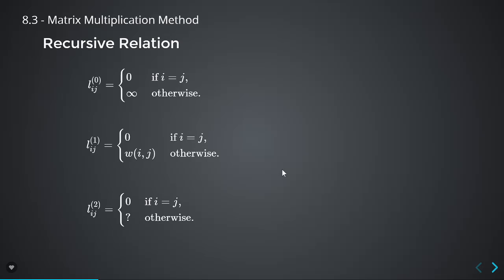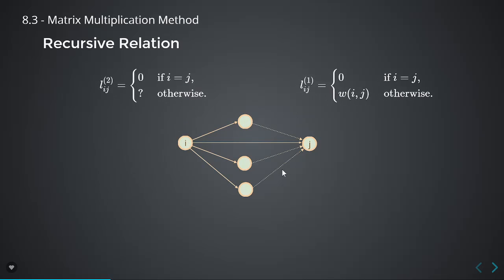Now, this probably requires a bit more thinking, so I'm going to draw it here. Let's say you're going from i to j, and you're allowed to use at most 2 edges. You can use just one, but you are also allowed to use more than one. You're allowed to use up to 2. So what do you do?